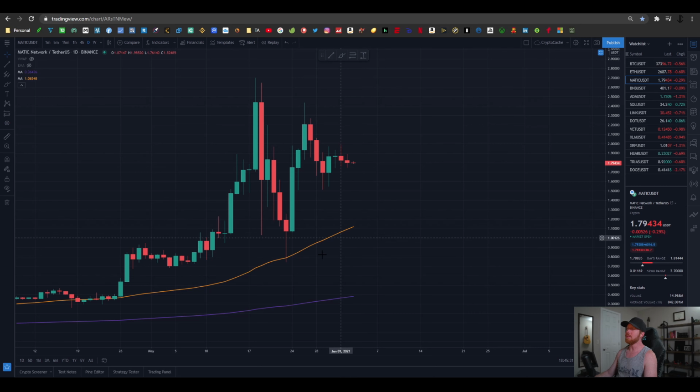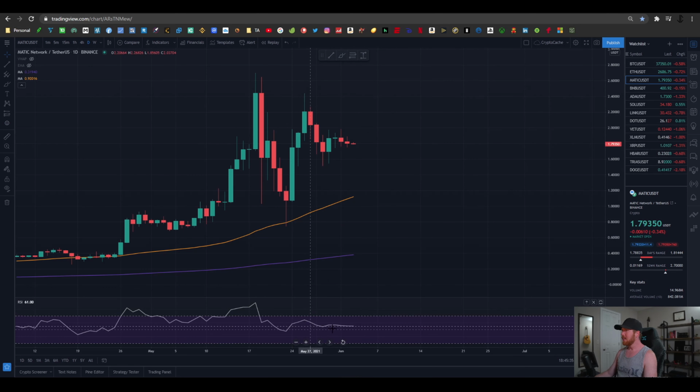Okay, price is above the 50-day moving average and the 200, so we're good there. And the RSI is in pretty good shape, right in the center. That basically tells us that the price is fair to middling. It could go up or down either way right now.